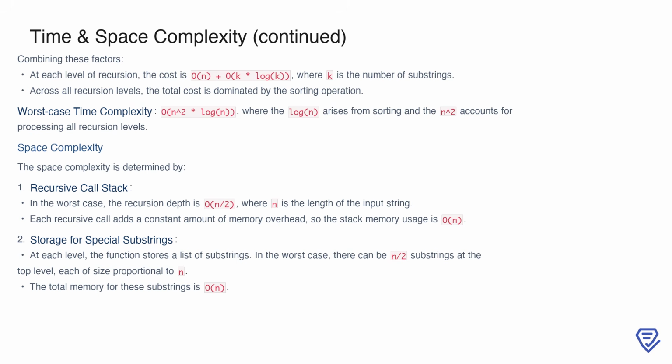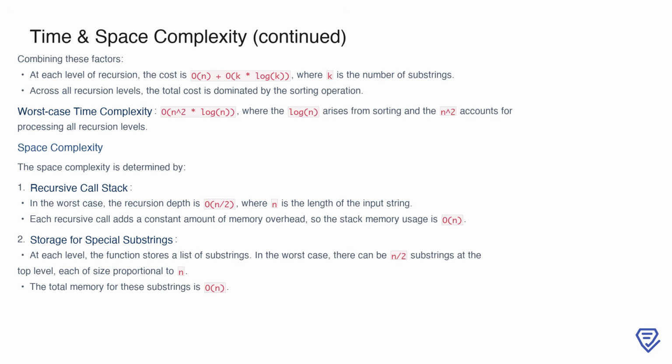Across all recursion levels, the dominant factor influencing the total cost is sorting. This leads to a worst-case time complexity of O(n² log n), where the quadratic term n² arises from the cumulative processing across all recursion levels, and the log n comes from the sorting operation.